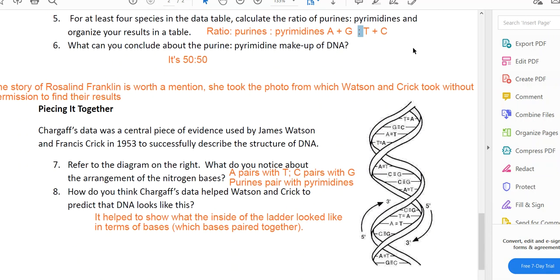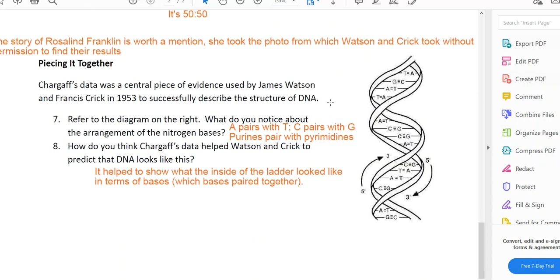Your data table is going to end up being like, if you list all your 4 organisms down on the left, and then at the top you're going to have 1 column for A plus G and 1 column for T plus C, and it's going to be 50-50-50-50 the whole time. Okay. Got that. Cool. Awesome. So then piecing it together, the conclusion here is that Chargaff's data was a central piece of evidence used by James Watson and Francis Crick in 1953 to successfully describe the structure of DNA.